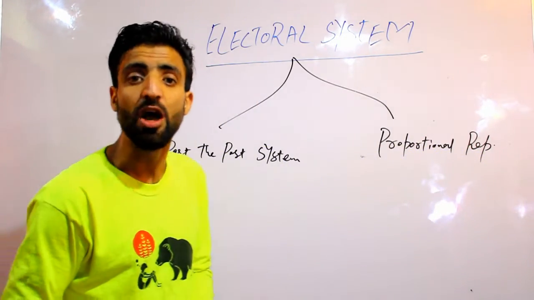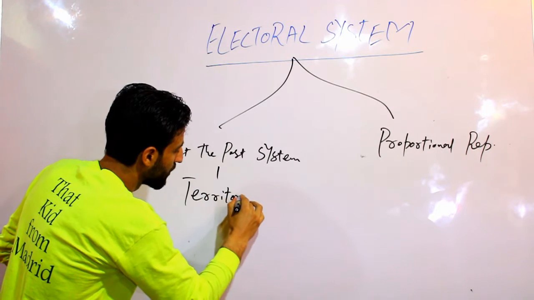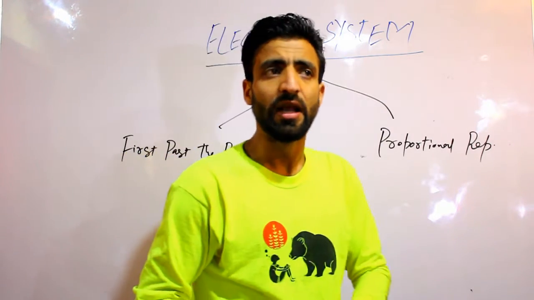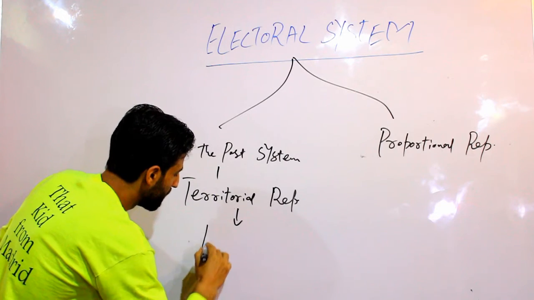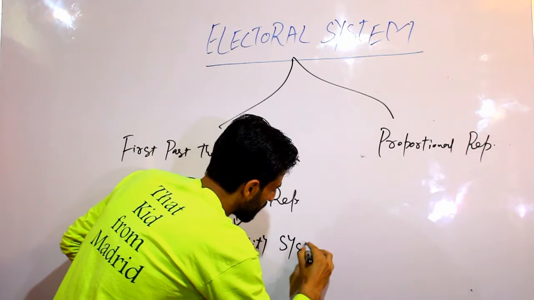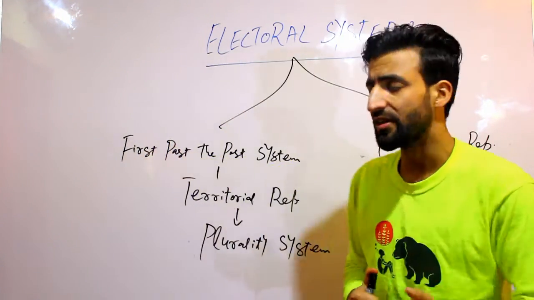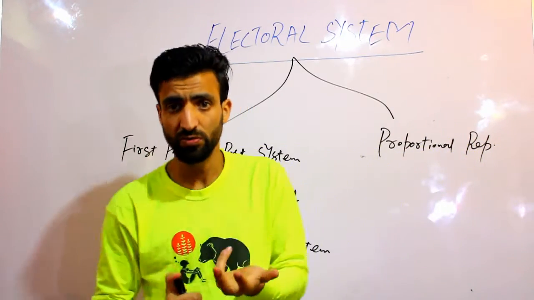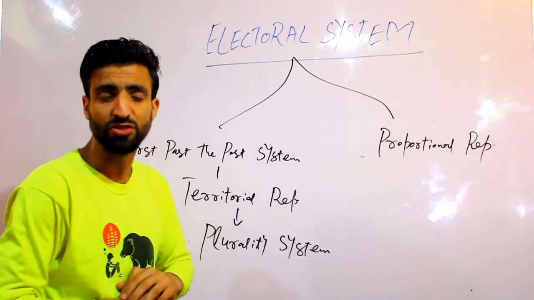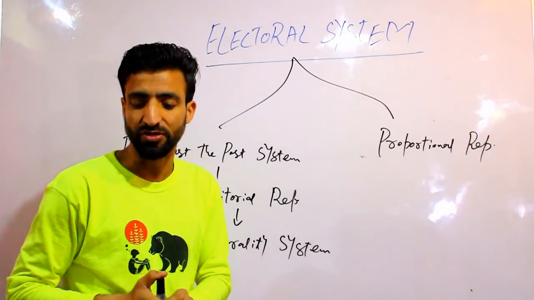First past the post system is also known as territorial representation. And it has been given another name known as plurality system. So, if the question is asked in the examination, what is territorial representation, you do not have to get confused at the time. Whether it is defined plurality system or territorial representation, first past the post system, this is basically same. So, today we are going to discuss first past the post system.